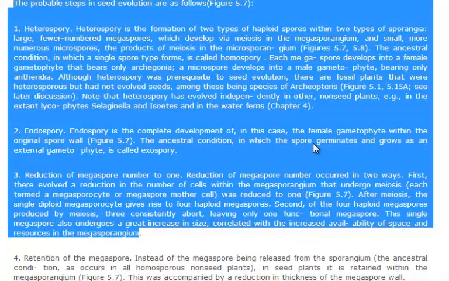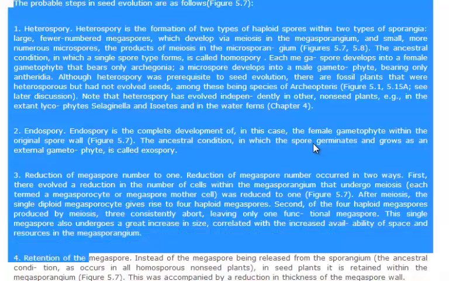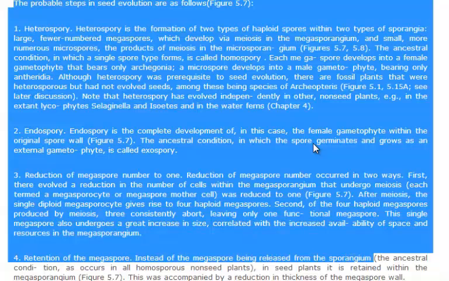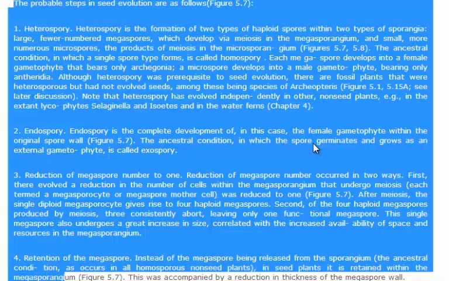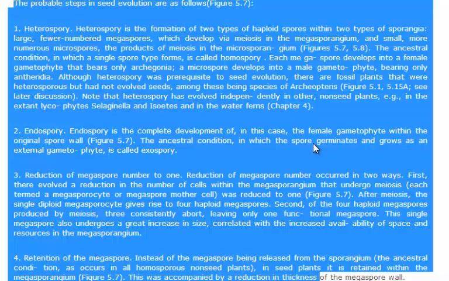Number 4, retention of the megaspore. Instead of the megaspore being released from the sporangium, the ancestral condition as occurs in all homosporous non-seed plants, in seed plants it is retained within the megasporangium, figure 5.7. This is accompanied by a reduction in the thickness of the megaspore wall.